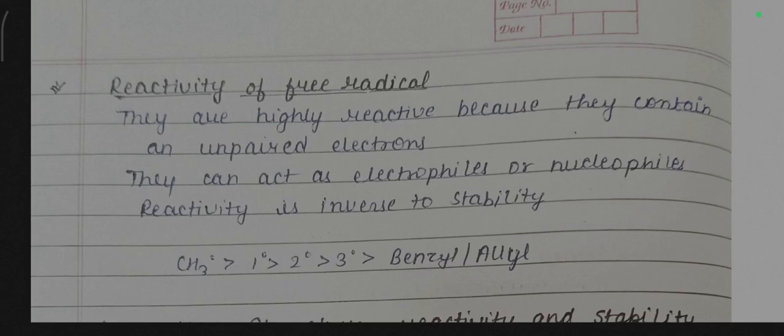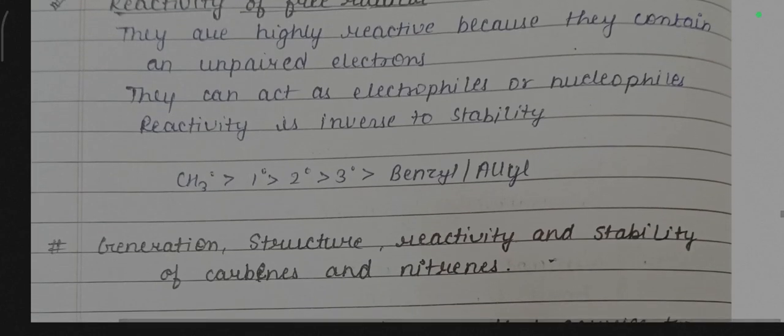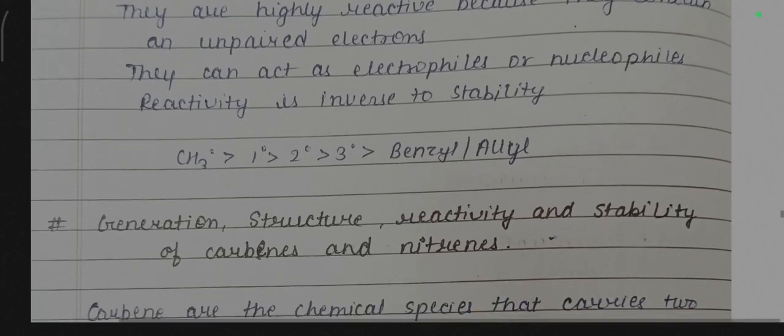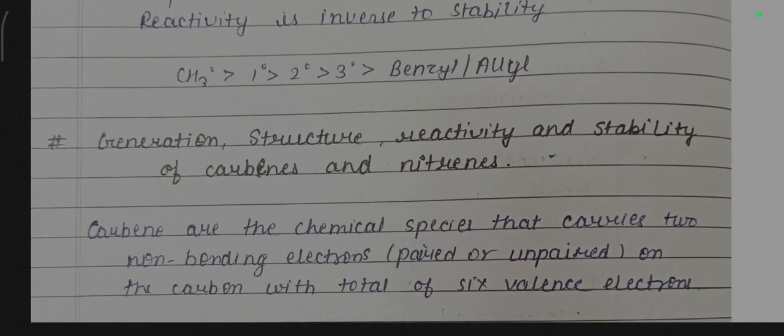Reactivity of free radicals. They are highly reactive because they contain an unpaired electron. They can act as electrophiles or nucleophiles. Reactivity is inverse to stability. CH3 is greater than primary, is greater than secondary, is greater than tertiary, is greater than benzyl or allyl. Generation, structure, reactivity, and stability of carbenes and nitrenes.